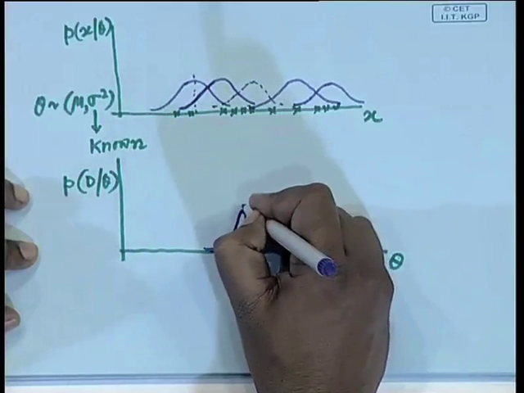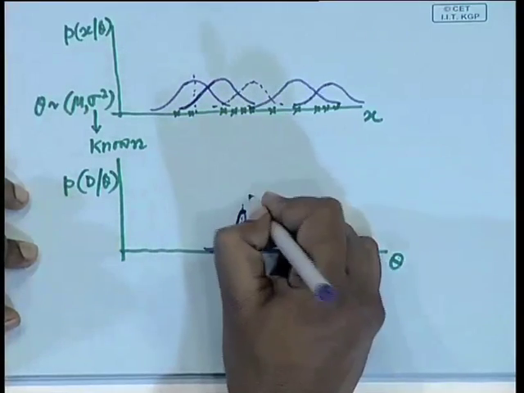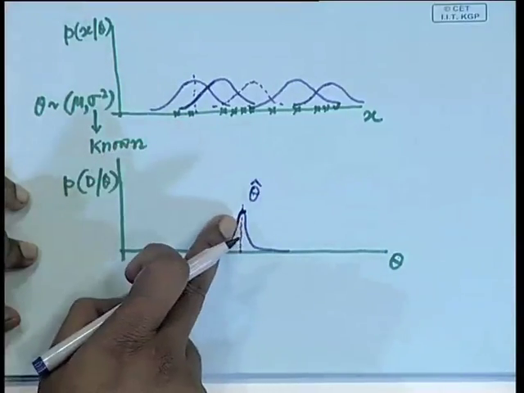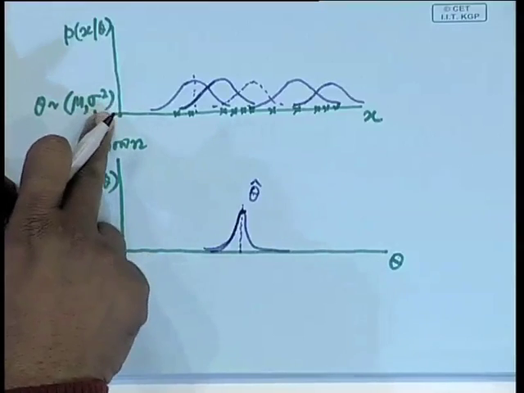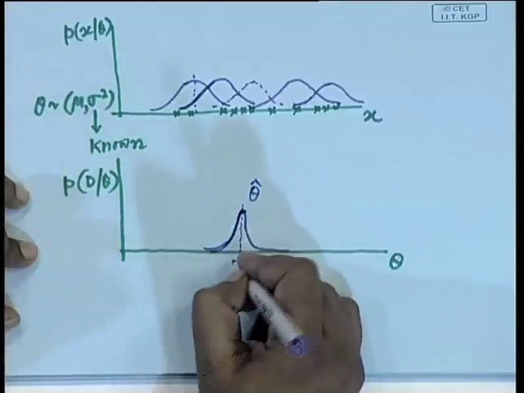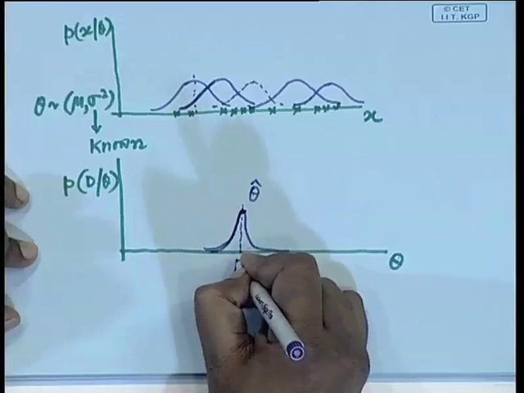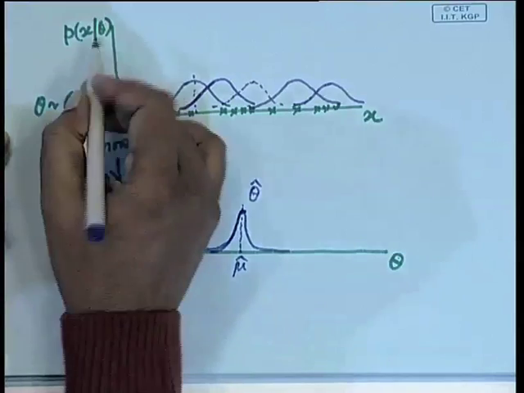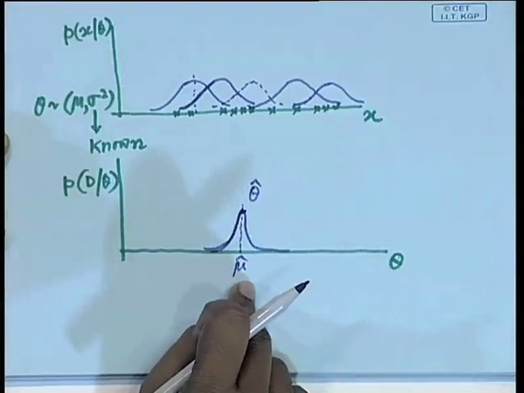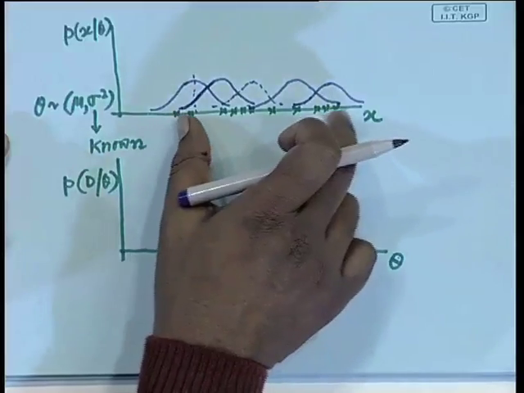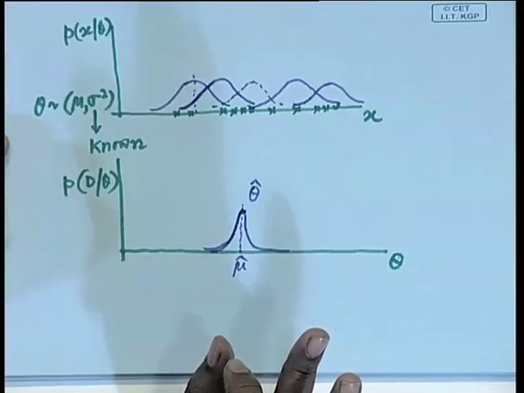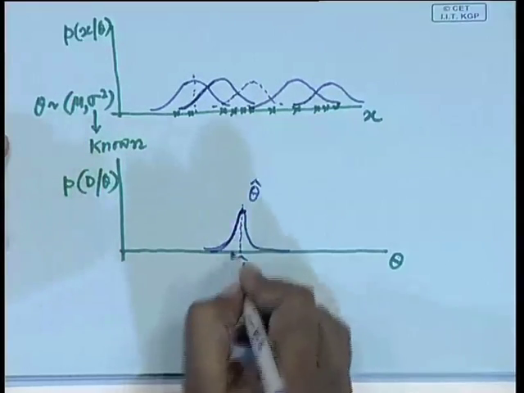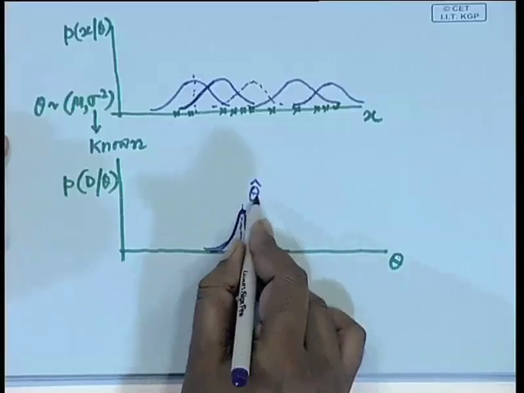And this will have a peak at theta equal to theta hat. In this case, theta is nothing but mu, assuming that sigma square is known, so it will have a peak at theta equal to mu hat. So, this is the maximum likelihood estimate of p of x given theta, which best represents the mean value of this data distribution. So, I have to find the position of the mean mu hat, or in this case theta hat.